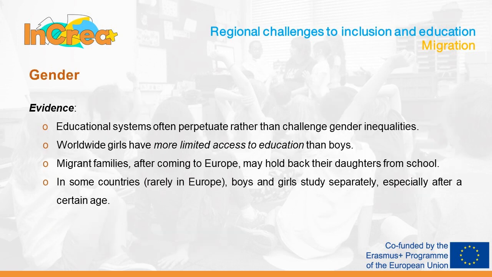Regarding gender, educational systems often perpetuate rather than challenge gender inequalities. Worldwide, girls have more limited access to education than boys. Migrant families may hold back their daughters from school. In some countries, boys and girls study separately, especially after a certain age.